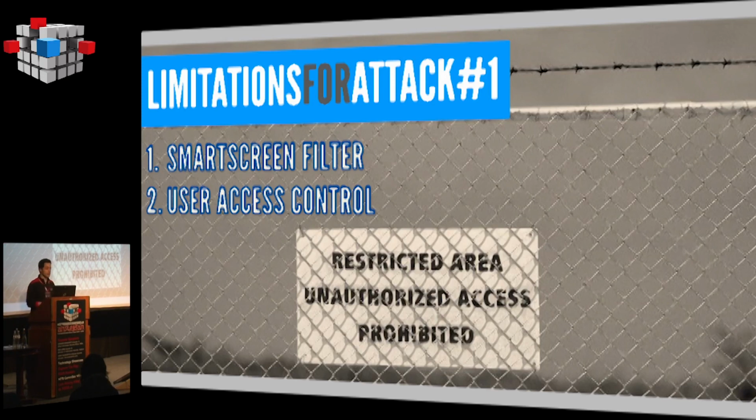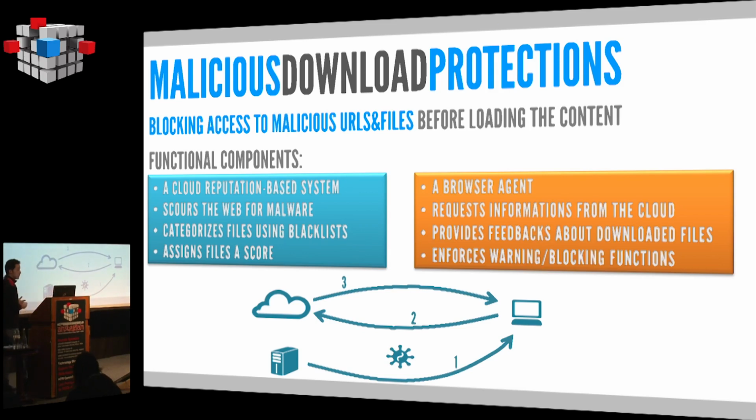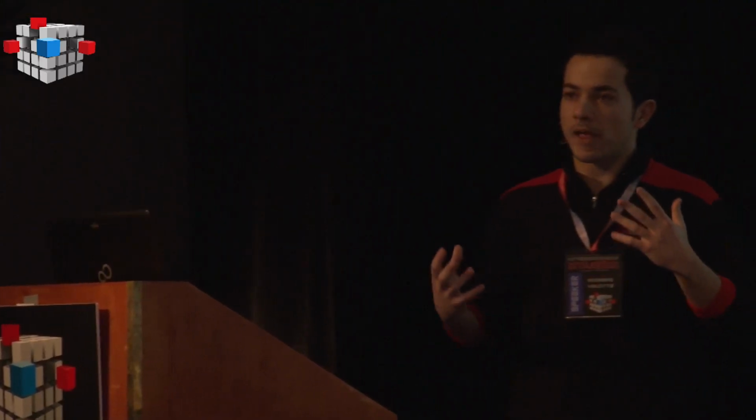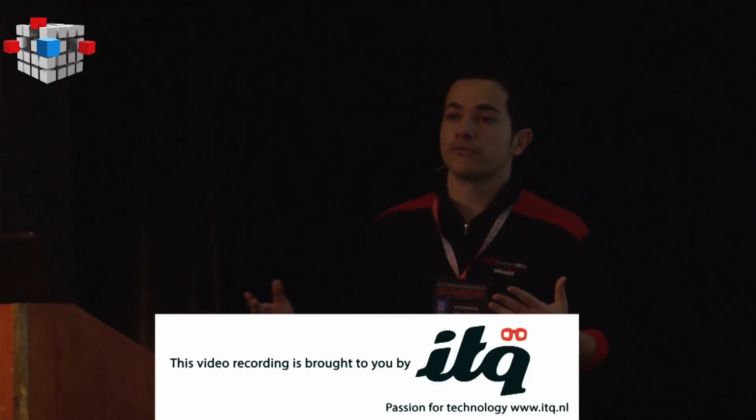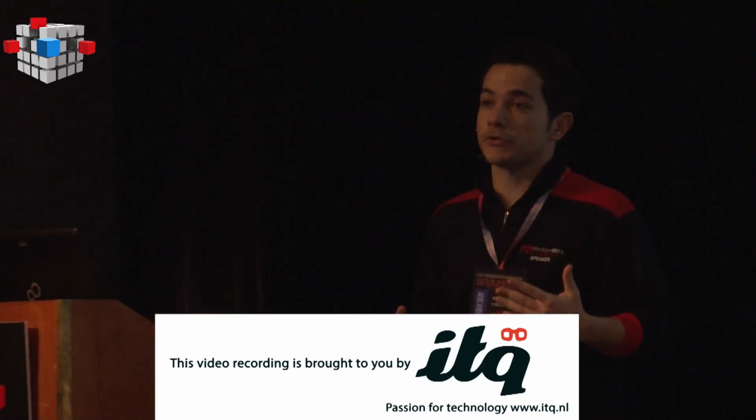The first is the SmartScreen filter. The second is User Account Control. SmartScreen filter is one of the technologies developed by browser vendors in order to block access to malicious files and malicious URLs before loading the content. From a functional point of view, they are made up of two parts. On the server side, there is a cloud reputation-based system that scores the web for finding malicious files or malicious URLs, categorizes them, and assigns each of them a ranking.